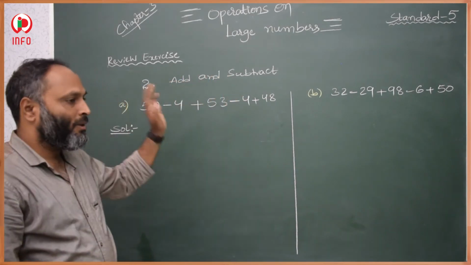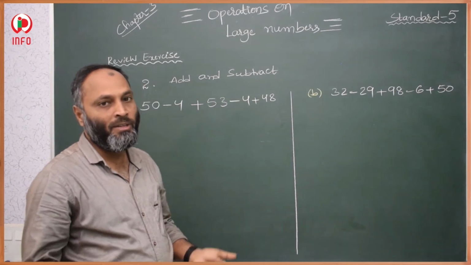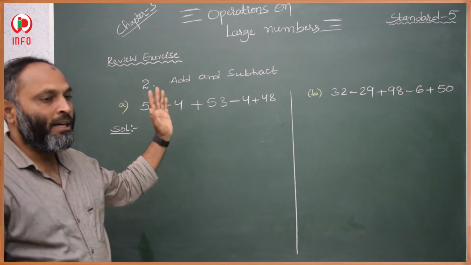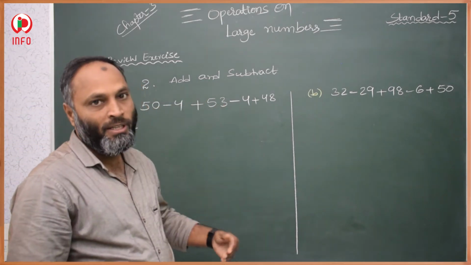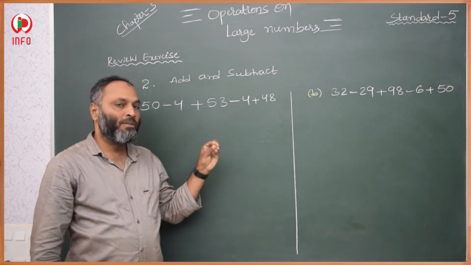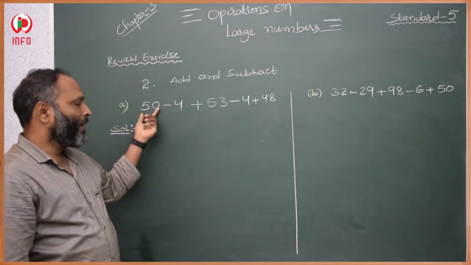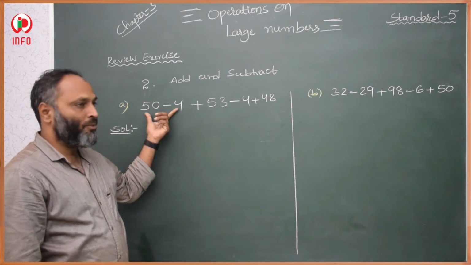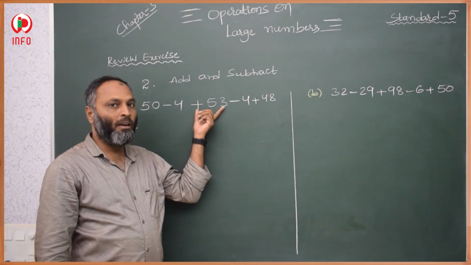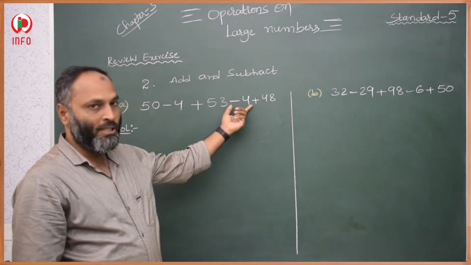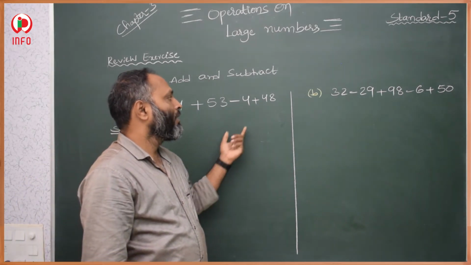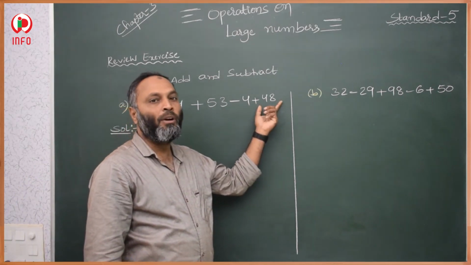In this one, a combination of addition and subtraction is given. So we have to add and subtract, and add and subtract, and say what the final answer is. What is the first question? First we check 50 minus 4, here subtraction. After this answer, again we have to add 53. Again after getting the answer, minus 4. And after the subtraction, whatever answer we got, we again have to add 48.